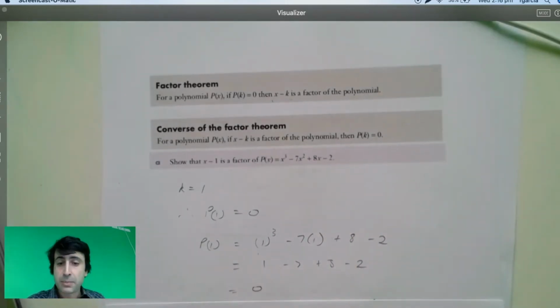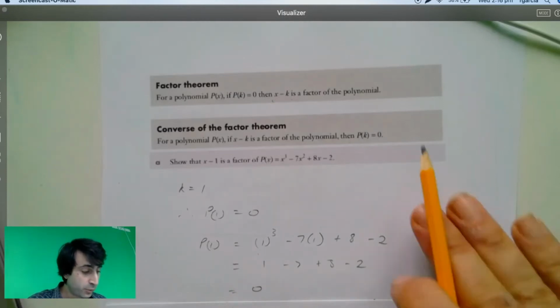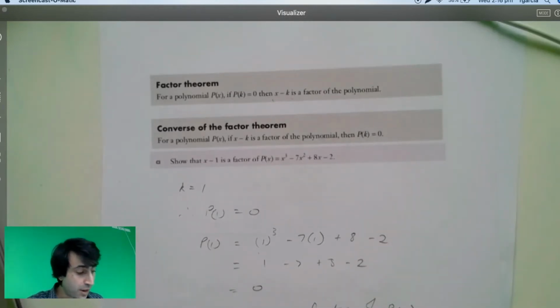If you want to check, pause. I would recommend with all of these that you pause and give it a go yourself. Have a go. And we see that it does work out beautifully, and therefore x minus 1 is a factor of polynomial x.